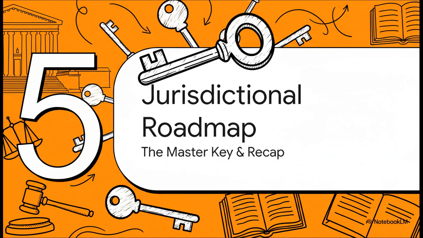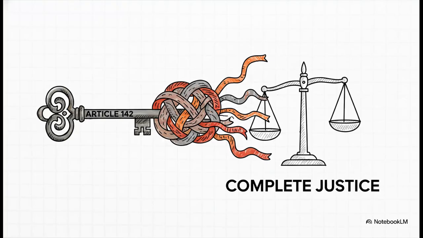So, we've gone through the three main tools: original, appellate, and advisory. But there's one more thing in the toolkit I want to talk about. It isn't a specific type of jurisdiction, but it's more of an overarching power. You can think of it as a master key that works in any case the court is hearing. And that master key is Article 142.